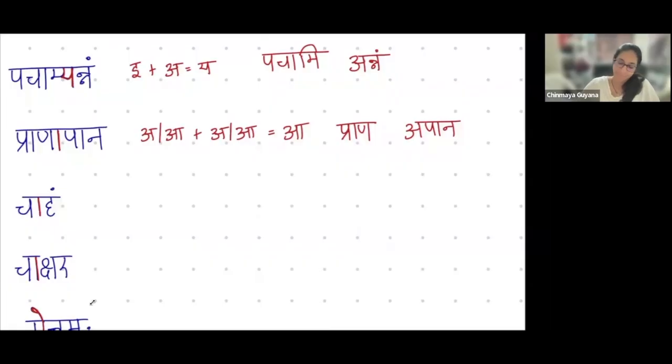Chaham. A or a plus a or a equals a. Chaham is going to become ch. And is it aham or aham? There also, now you all know properly. Aham. Ch. Aham.